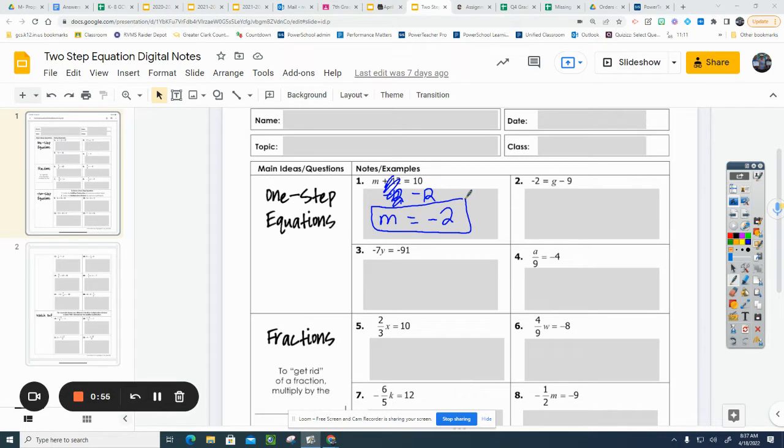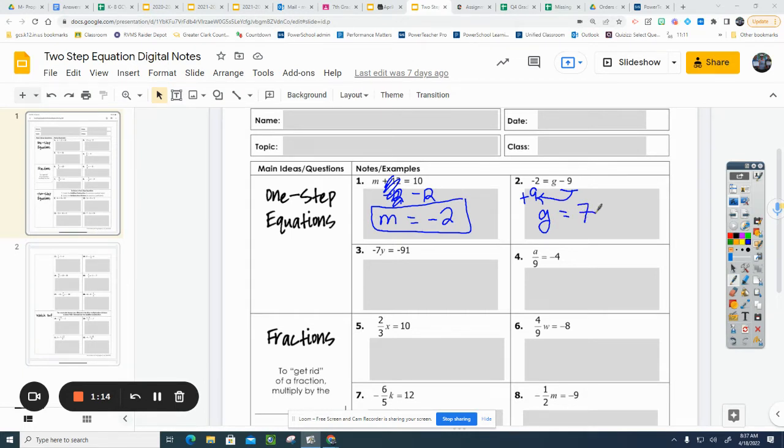Plus 9. So I'm going to use that inverse property, and I'm going to plus 9. So what is 9 minus 2? 7. So g equals 7.